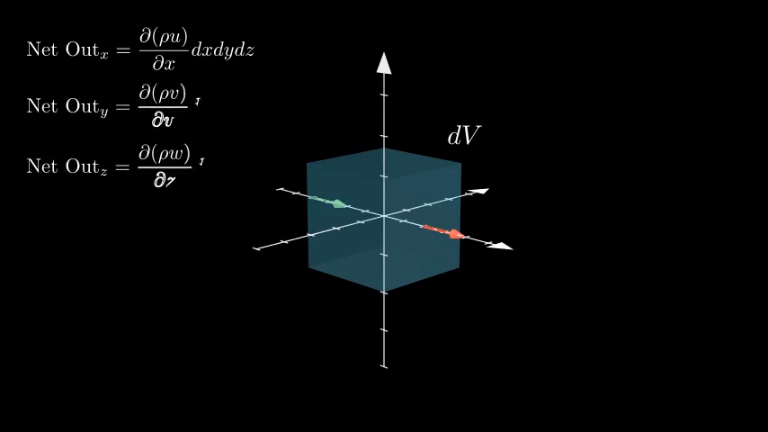We apply the same logic to the faces perpendicular to the y-axis and the z-axis. The net outflow in the y direction involves v, and in the z direction, it involves w. The total net mass flow rate out of our infinitesimal control volume is the sum of these contributions.